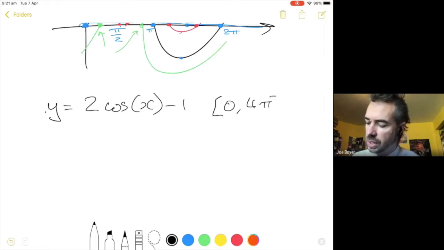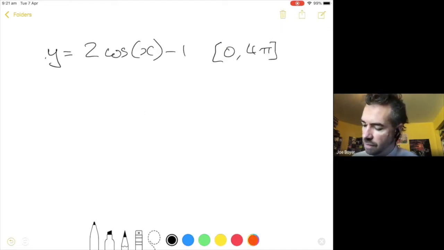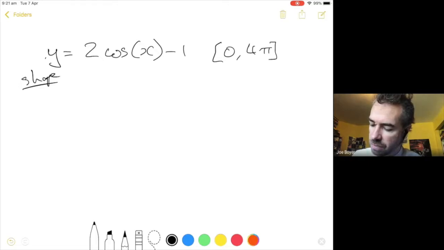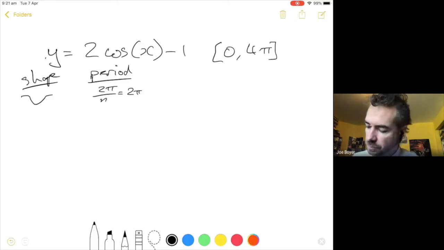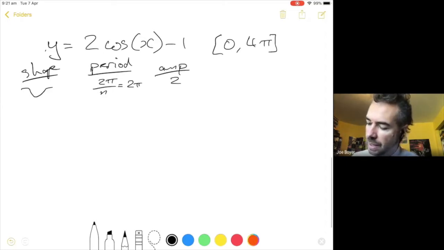This is something that could quite easily get asked of you. Can we sketch that function? First of all, I go through the usual process of what's the shape? Well, we know the shape is a cos graph, so it's going to sort of look like that. What's our period? Period is equal to 2 pi over n, which is equal to, in this case, 2 pi, because our n value is 1. What's our amplitude? Our amplitude is equal to 2, since that's our a value in this case.